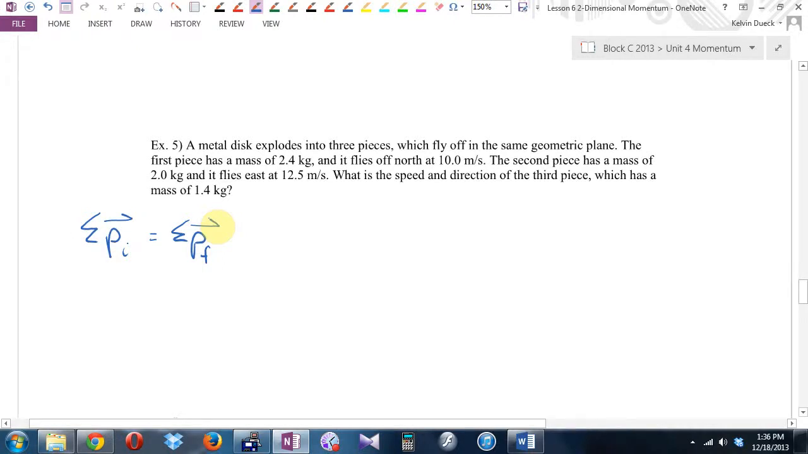Before the explosion, what's moving? Mass 1, mass 2, or mass 3? It's a trick question. None. So before the explosion, what's my total momentum? 0. You know what that means? After the explosion, what's my total momentum? Still 0. Okay. So I'm going to start out like this.